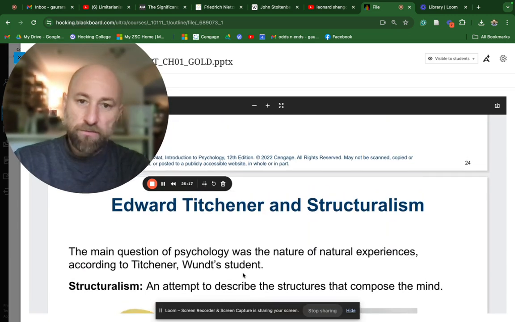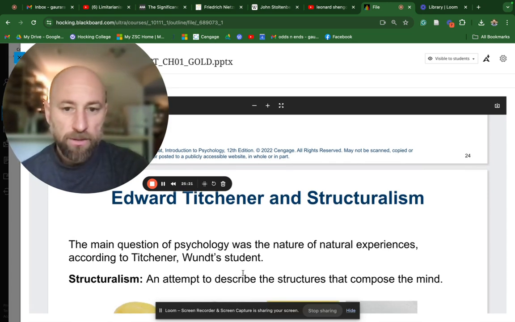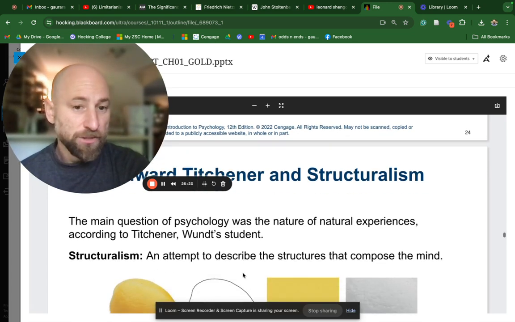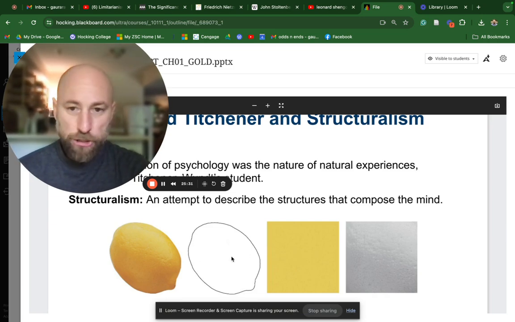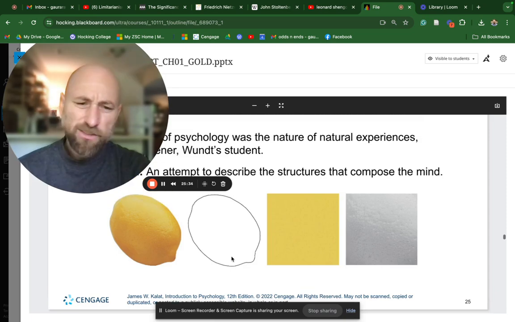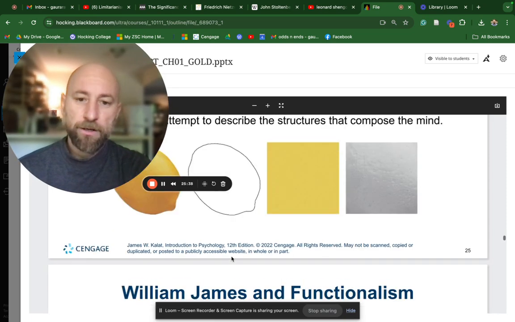Structuralism sort of evolved out of Wundt's work. Titchener was a student of Wundt. It's an attempt to describe the structures that compose the mind. So when we look at this object, okay, we can say that there is yellow and there's gray, and there's also this lemony shape. Not super useful, but it was a beginning, and we made progress from there.